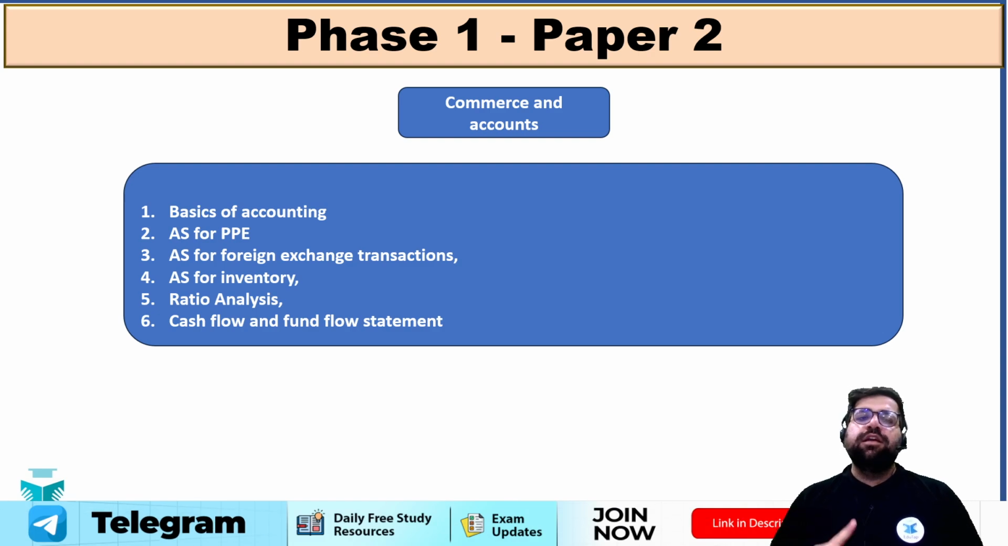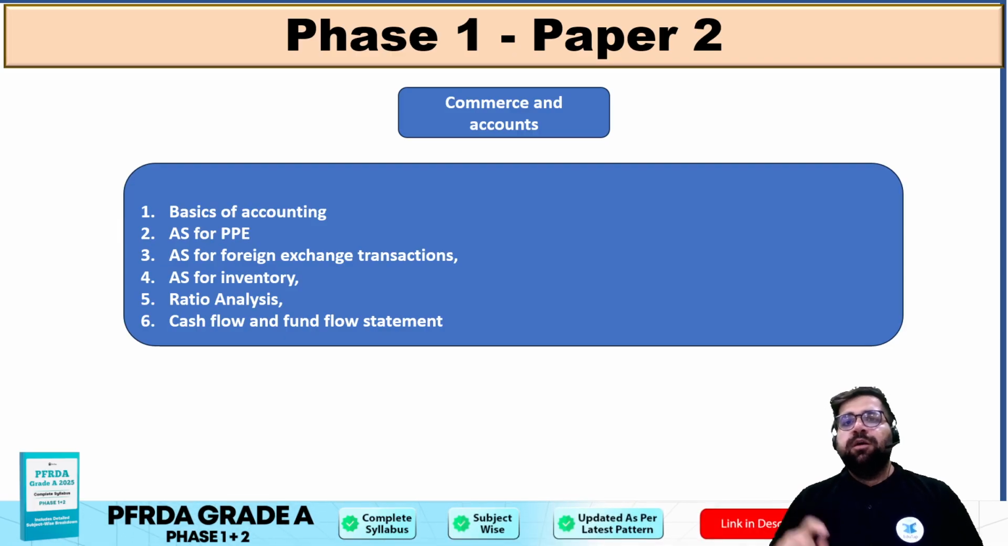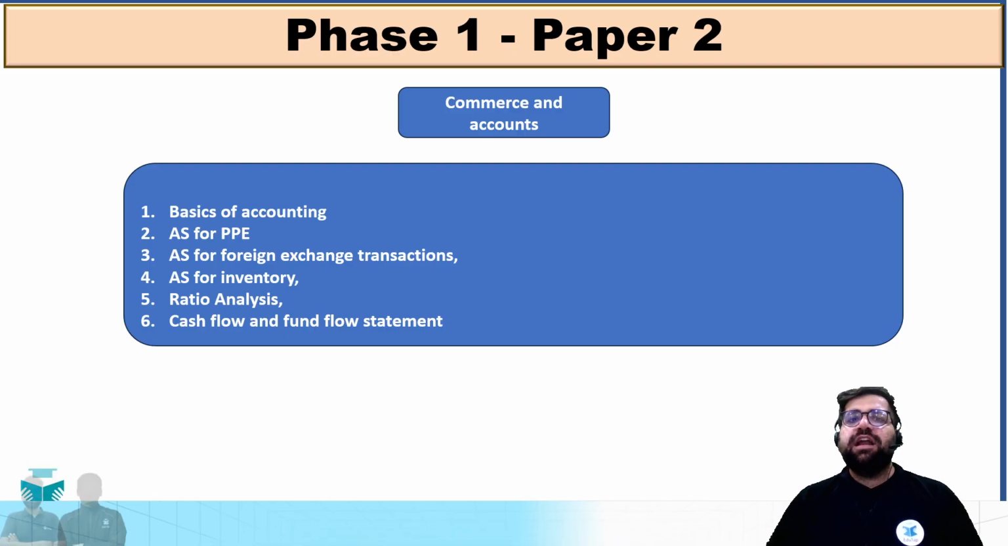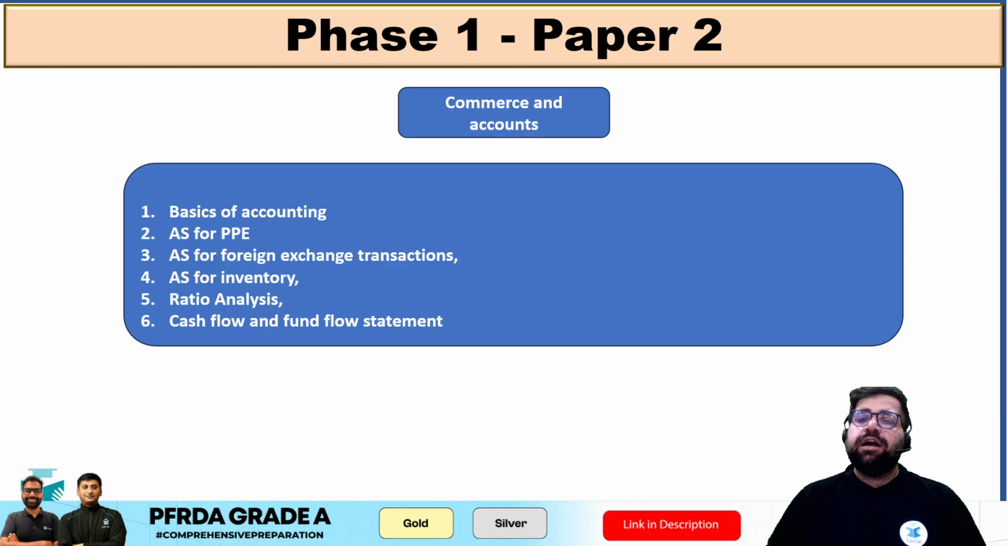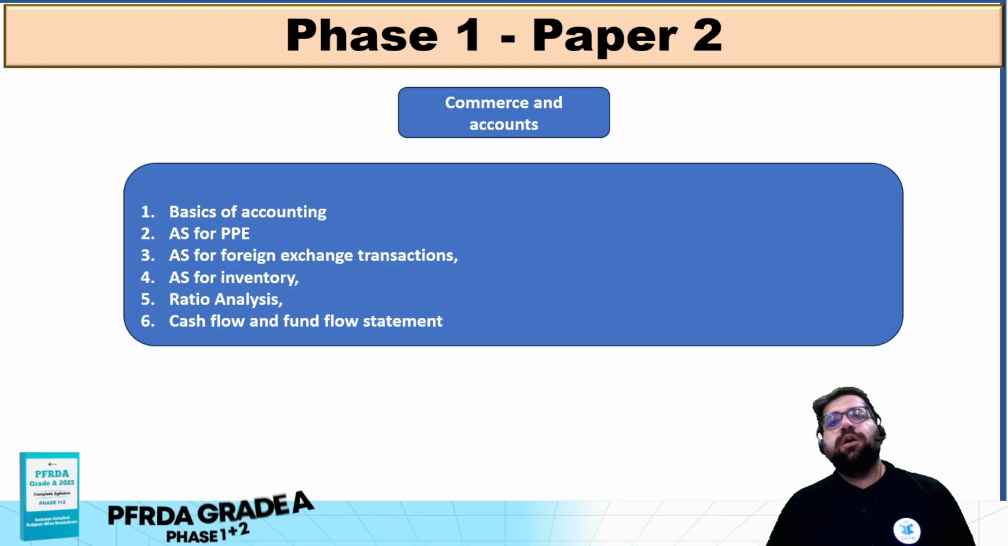Basics of accounting, then you have to do accounting standards for PPE. PPE stands for what? Property, plant and equipment. Then you have to do accounting standard for foreign exchange transactions, accounting standard for inventory, ratio analysis, cash flow and fund flow statement. Okay, so these are my 6 topics which I will be doing for commerce and accounts.